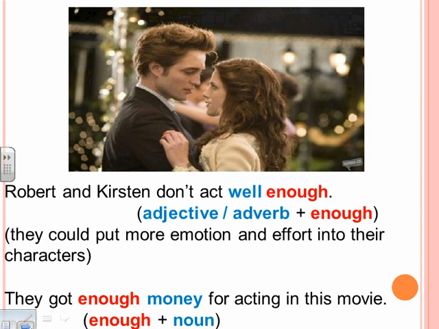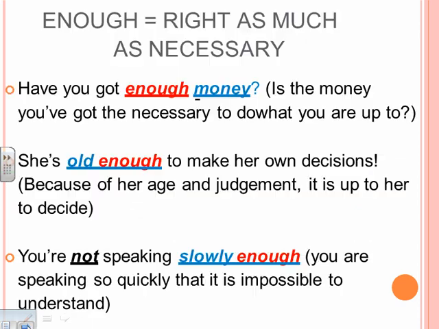Here the same. More examples. Okay, you aren't speaking slowly enough. So that means you are speaking so quickly. That's what I told you about the rewrite.